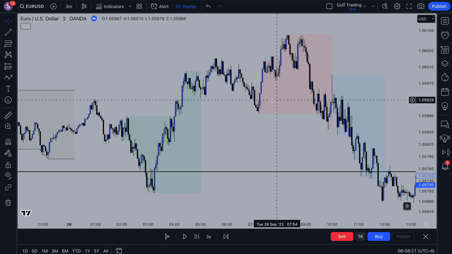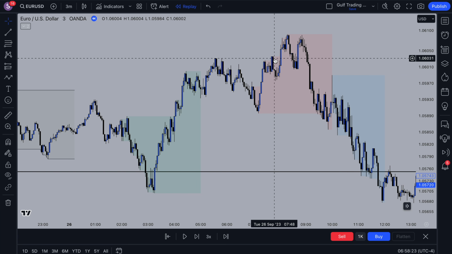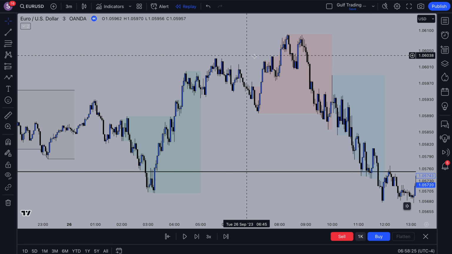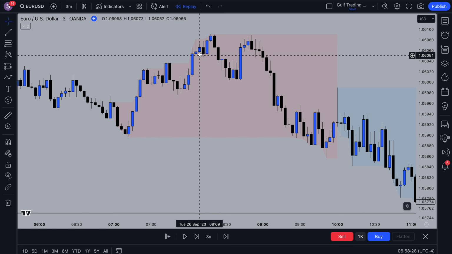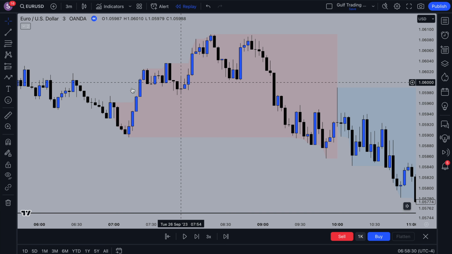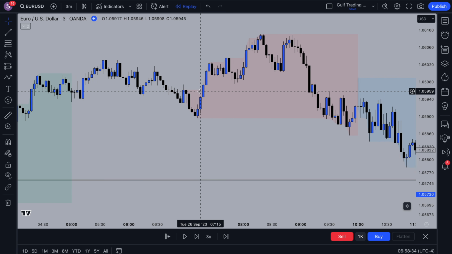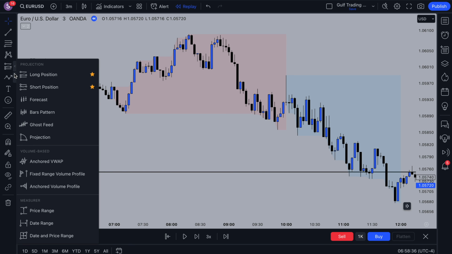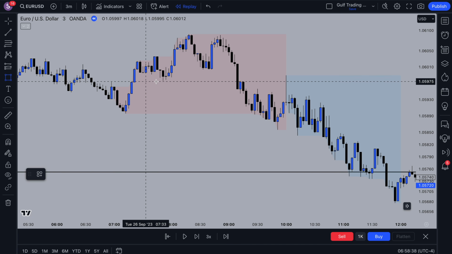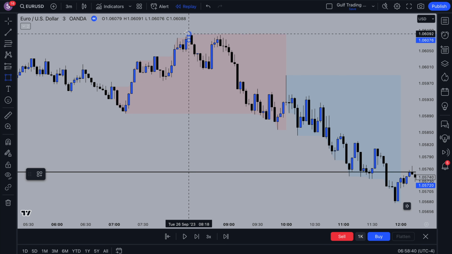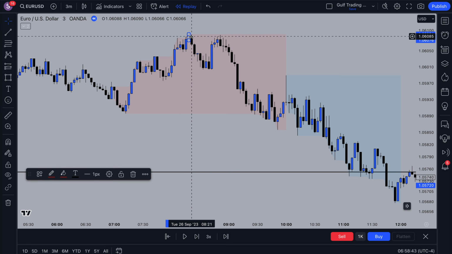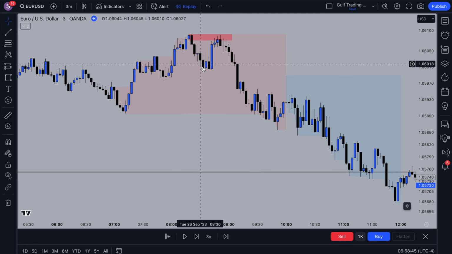What did happen instead is we got that setup in New York. So we had a sweep of this liquidity over here. And we got a clear change of character over here with some imbalance. You didn't really get anything else other than here outside of the kill zones. Try and trade during the kill zones, pick one, or pick London and New York if you want. But what we did get is this very nice textbook setup of a change of character with imbalance with a nice supply zone.